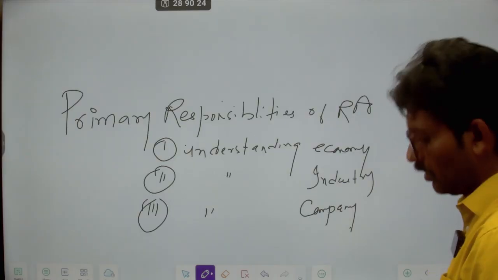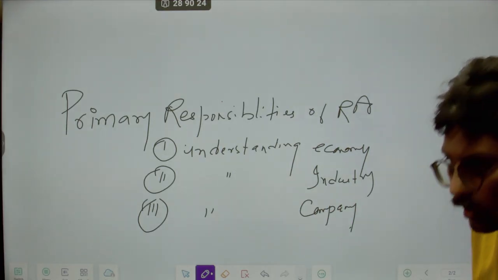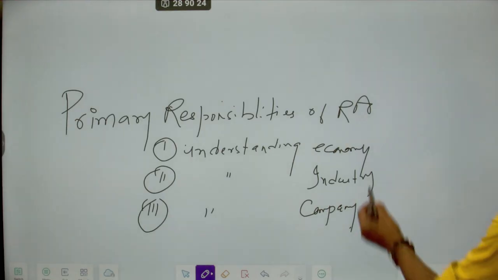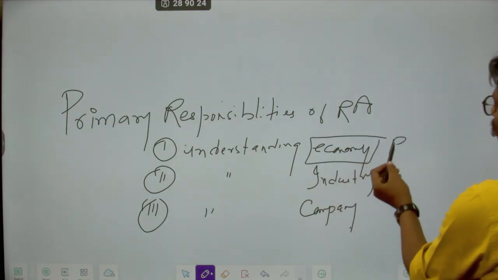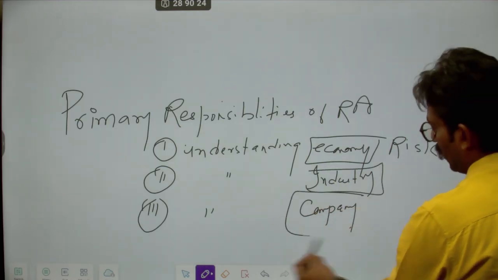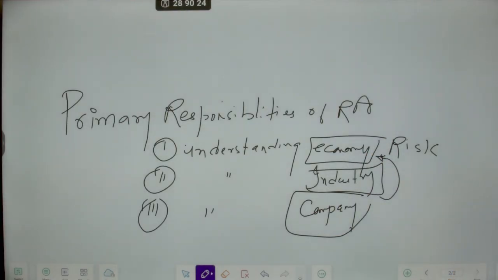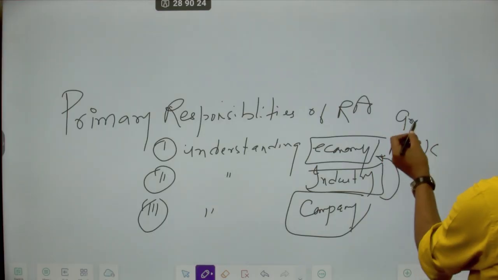Okay, risks involved. So risks within the economy, and you're saying that industry and company are part of the economy. That's why growth and risk. Okay?